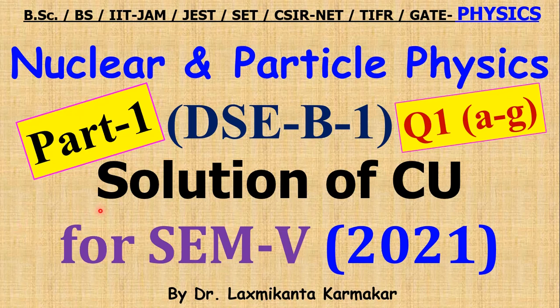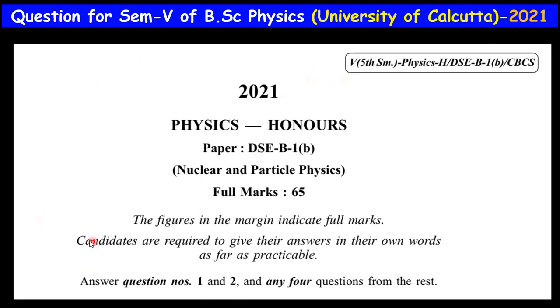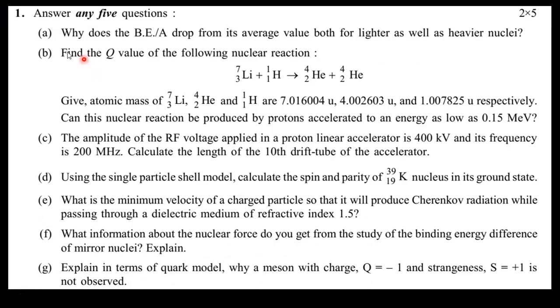This is part 1 of the solution of Nuclear and Particle Physics, DSE-B-1 paper for semester 5 under the University of Calcutta, question paper 2021. In this part, we want to discuss question number 1, parts A to G. You can see this is the total question paper and this is question number 1.